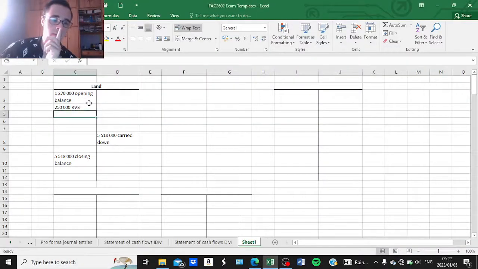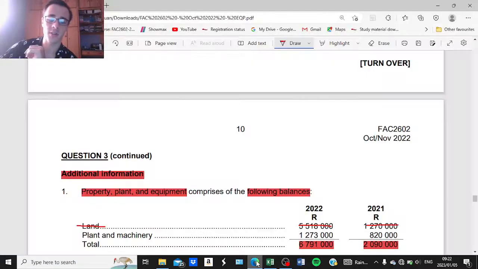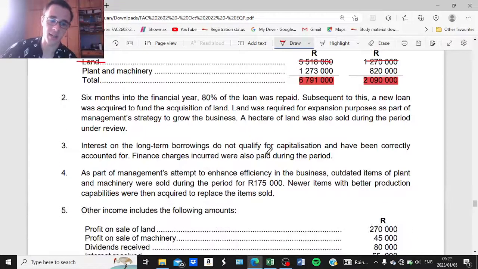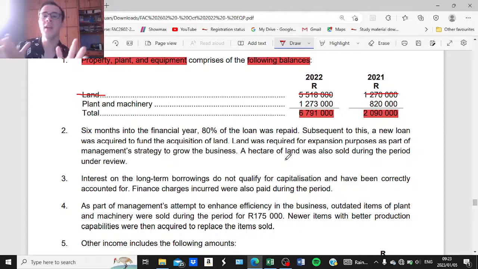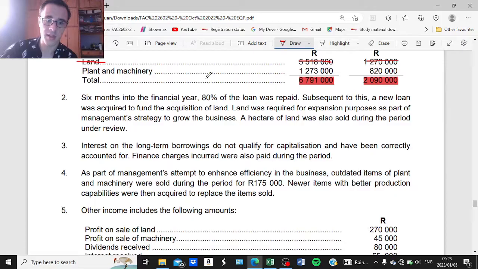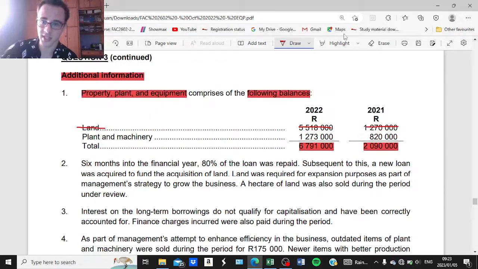Now, apart from the revaluation surplus, there should be an acquisition of land or expansion of land. So the balancing figure right here will give you the value of land that was purchased during the year, and that information is provided in additional information point 2. Remember, it is also possible that a portion of land was sold during the year. You need to look at your additional information to determine which cash flows occurred.